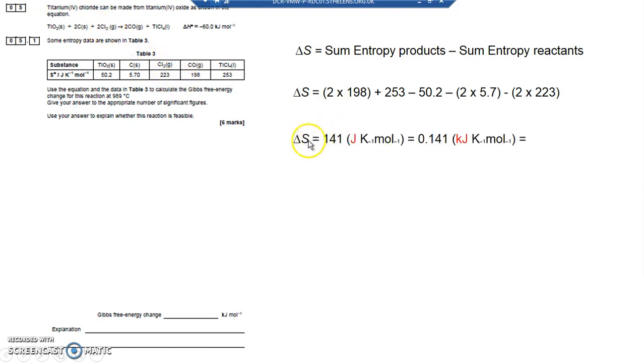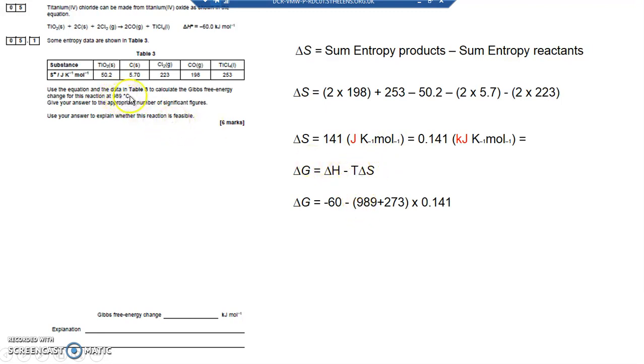I can calculate delta S then, but that's in joules per Kelvin per mole. And it needs to be in kilojoules. The reason it needs to be in kilojoules is because in a minute I'm going to use Gibbs free energy change, so delta G equals delta H minus T delta S, and delta H is in kilojoules, so I've got to get this in kilojoules. So I'm going to divide by 1,000 to get joules into kilojoules, a small unit value into a larger unit value. I divide by 1,000, and now delta G equals delta H minus T delta S. So delta H is minus 60, and I've got them both in kilojoules now. Kilojoules and kilojoules for delta H and delta S.